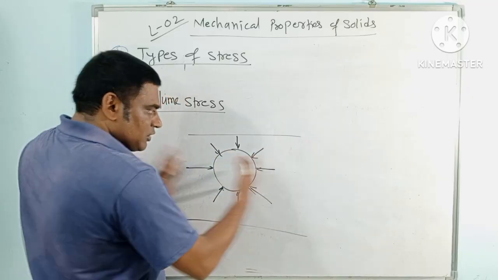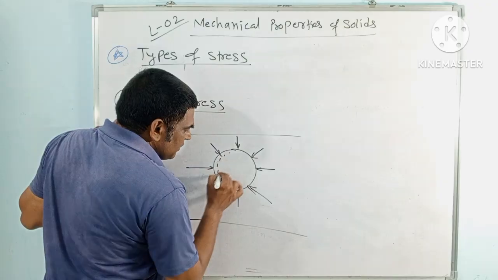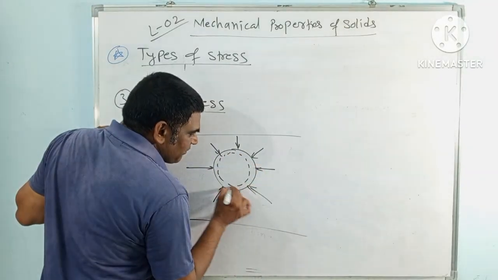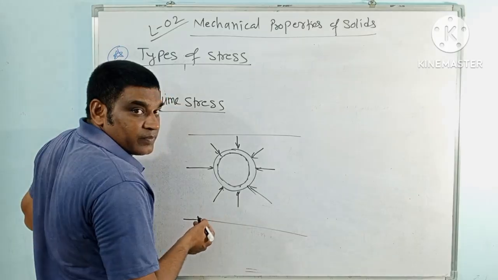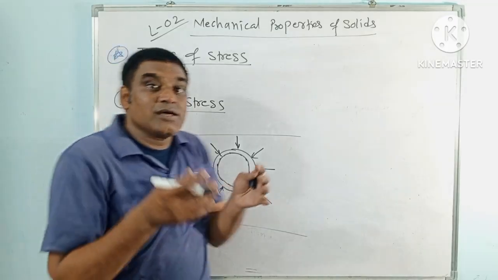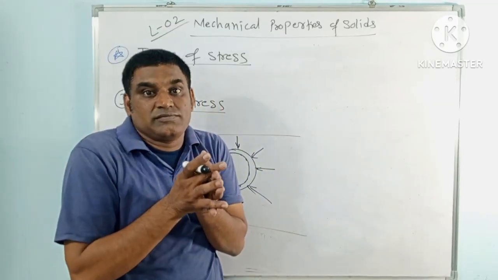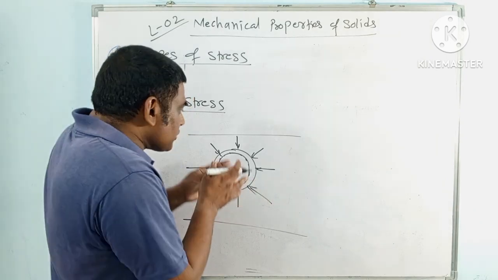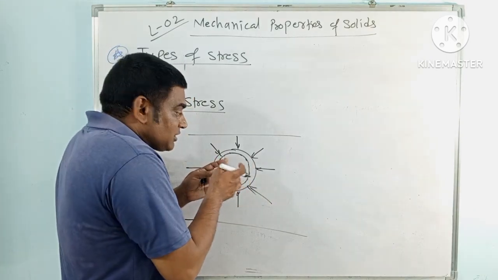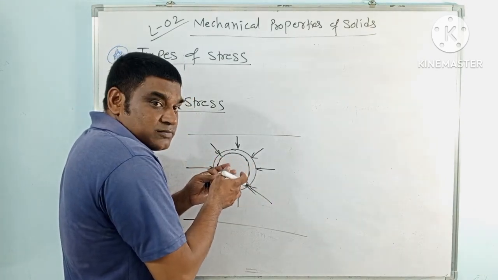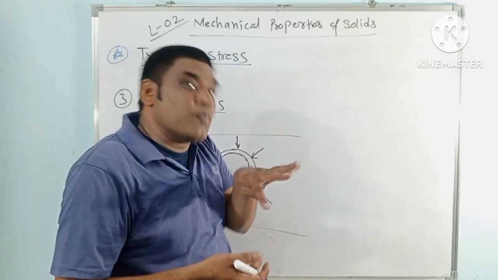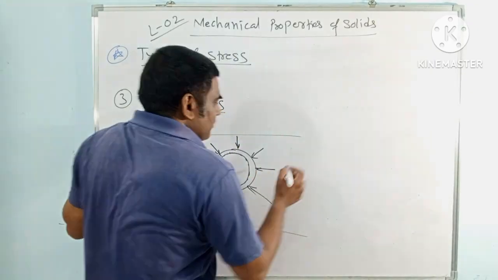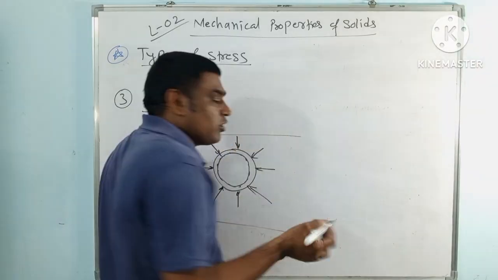So what will happen? Due to this, the shape will change, this diameter will decrease. Okay, so this is the new shape. So due to that, there is a change in the volume. Correct or not? And the body will oppose; it doesn't want to change its shape. So an internal force will be developed, and that will generate a volume stress.